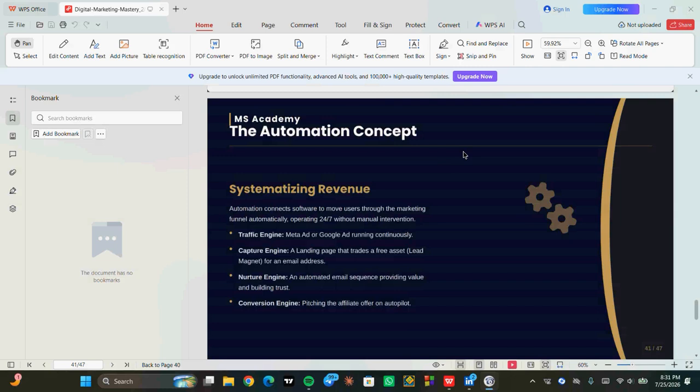Okay, let's continue. Now, the automation concept. Systematizing revenue. Now, in this aspect of digital marketing, this is where the most money tends to be made, depending on how you utilize it.